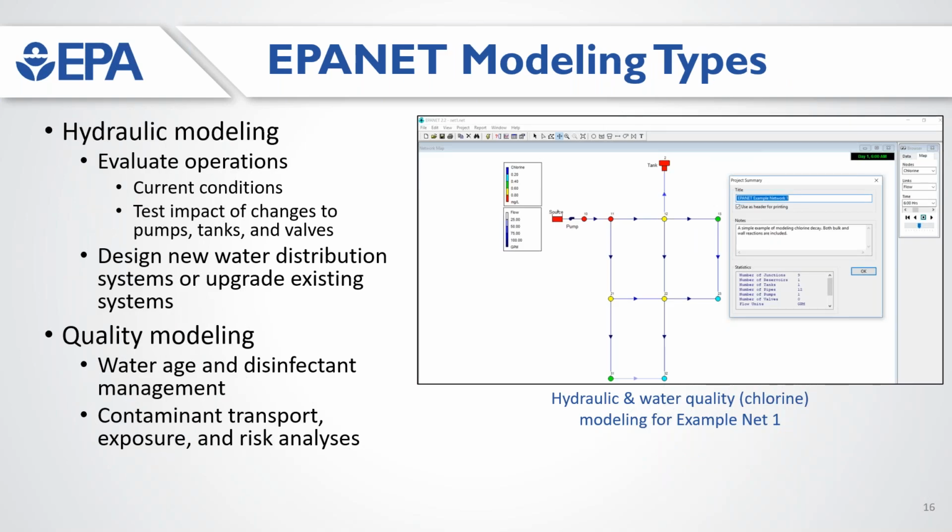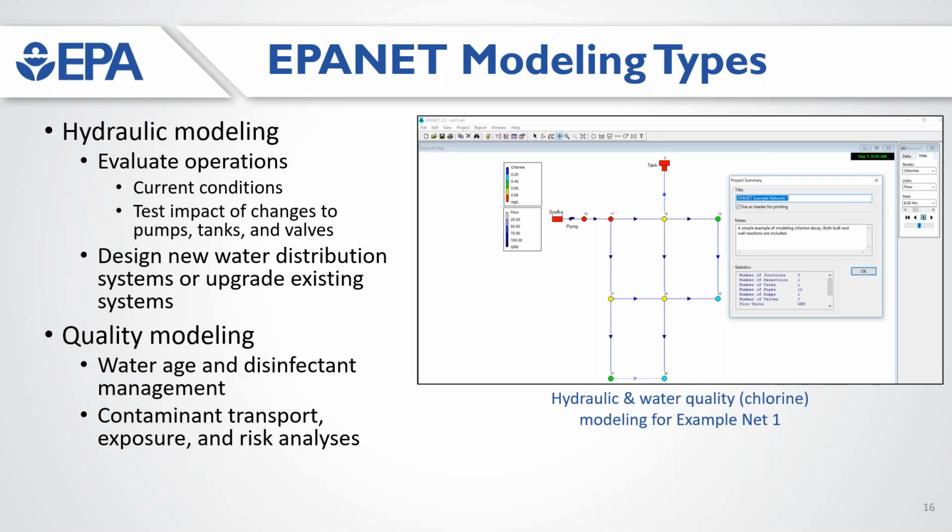Just to reiterate, EPANET is a software program that allows the user to easily perform hydraulic and water quality modeling. The hydraulic modeling determines the hydraulic states of the system, for instance, the flows, pressures, and tank levels. It is able to evaluate the current operations and conditions and test the impacts of changing these different operations on these different components. You're able to design new water distribution system components or upgrade existing systems.